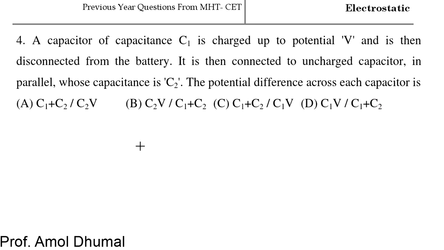Let us discuss the next question. A capacitor of capacitance C1 is charged up to a potential V and is then disconnected from the battery. It is then connected to an uncharged capacitor. So we charge C1 with potential V, then disconnect it and connect it in parallel to the uncharged capacitor whose capacitance is C2. What is the potential difference across each capacitor? We have to find the potential difference across each capacitor.